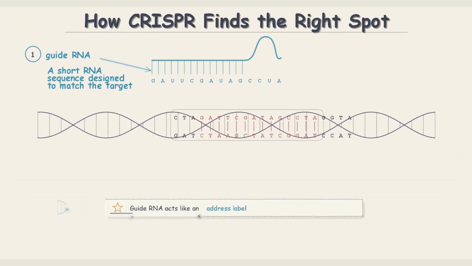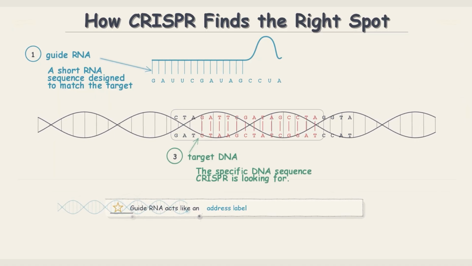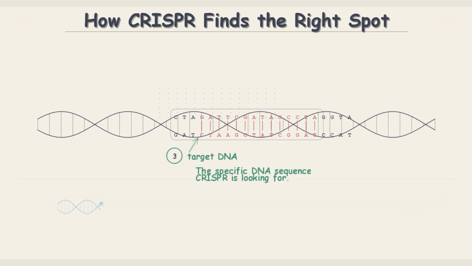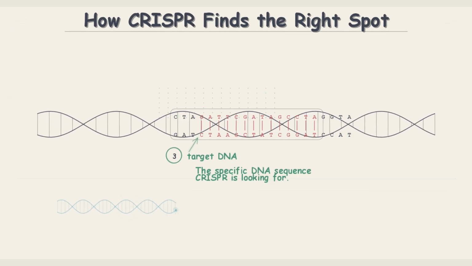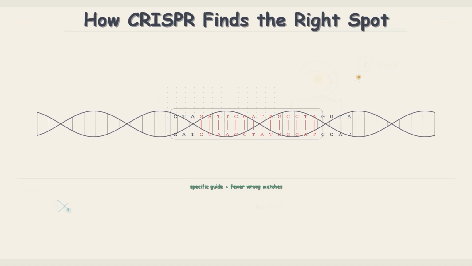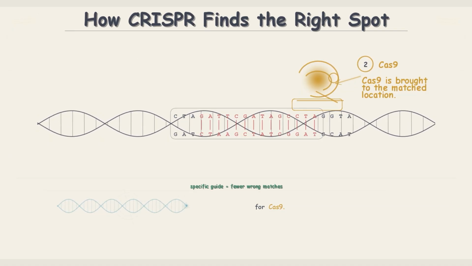Guide RNA is the address label. Its letters are designed to match the DNA sequence we want to target. When the guide lines up with the DNA, base pairing helps confirm the location. A good guide is specific enough to reduce wrong matches. Now Cas9 can be brought to that location.